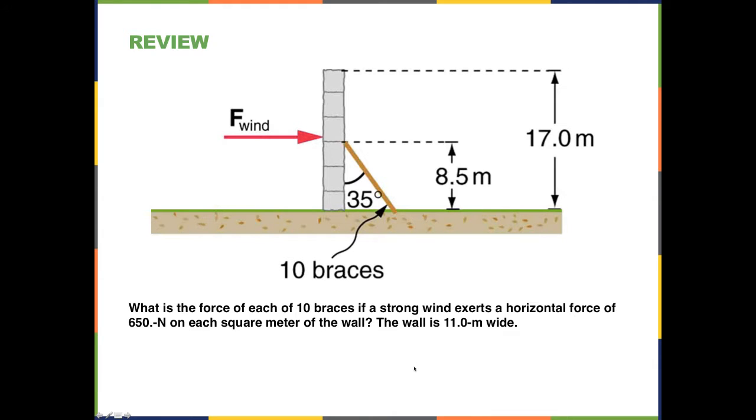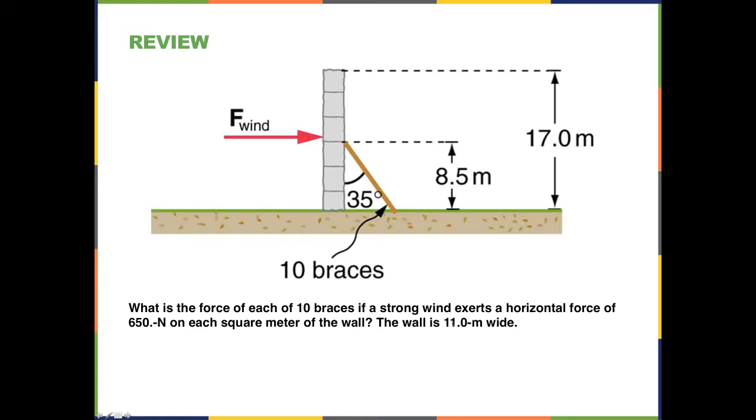Now here's another problem. What is the force on each of 10 braces? This shows, on the side, 1 of 10 braces. Here's one of them. If a strong wind exerts a horizontal force of 650 newtons on each square meter of the wall, and the wall is 11 meters wide, so you have a wall that's 17 meters tall and 11 meters wide.